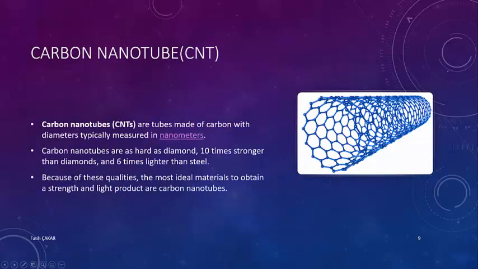The other one of the main nanomaterials is the carbon nanotube, and this is one of the most used nanomaterials. Carbon nanotubes are tubes made of carbon with a diameter typically measured in nanometers. Carbon nanotubes are as hard as diamond, 10 times stronger than diamond, and 6 times lighter than steel. Because of these qualities, the most ideal materials to obtain a straight and light product are carbon nanotubes.